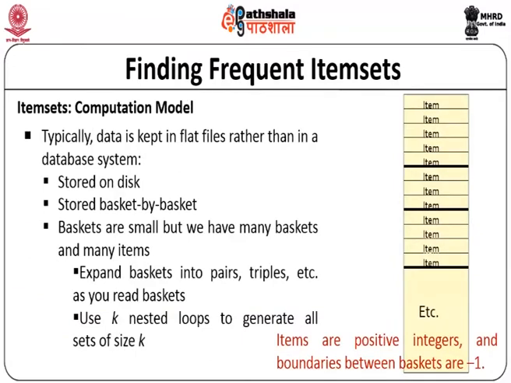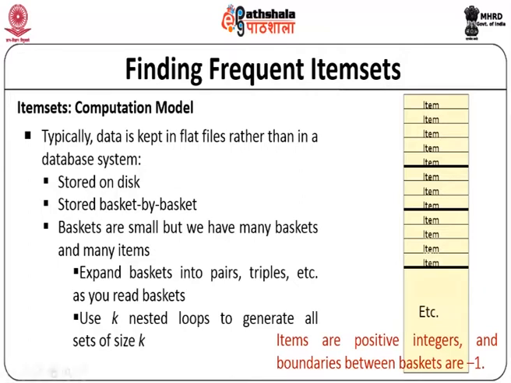Identifying frequent item sets and the computation model related to it will work like this. Fundamentally, the data will be kept in flat files rather than in a database system. When you want to access these flat files, you will have to access the disk and then generate the baskets, or sometimes the data may already be organized into baskets. Every basket will indicate a small set of many items, and when you expand, the baskets will be expanded into pairs or triples or sometimes user defined formats. All that we need to do is make use of k nested loops to generate all sets of size k.